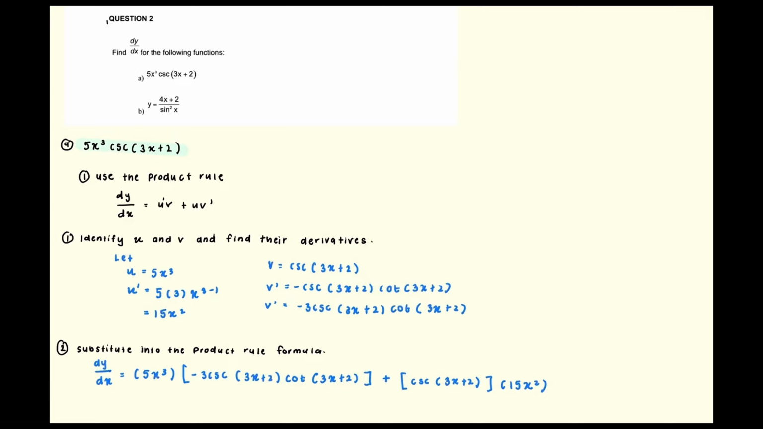Now, we'll substitute these components back into the product rule formula. By expanding the terms, we get negative 15x to the power of 3 cosecant 3x plus 2 cotangent 3x plus 2 plus 15x to the power of 2 cosecant 3x plus 2.